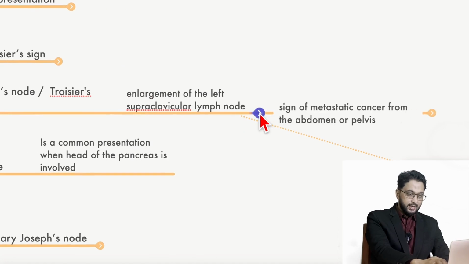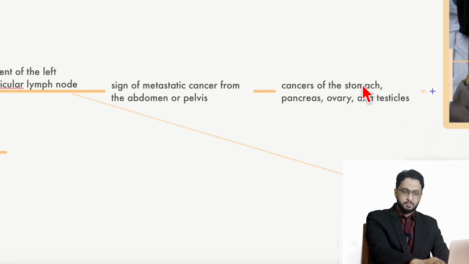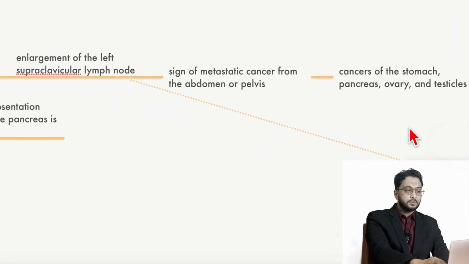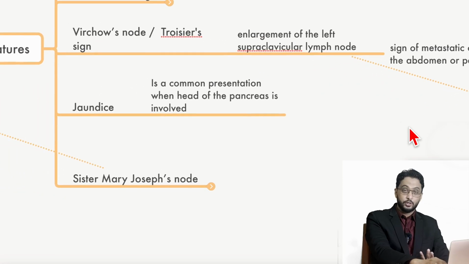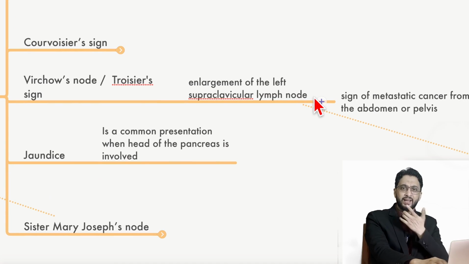Here it's a sign of metastatic cancer from abdominal or pelvic cancers. Abdominal, definitely your pancreatic or stomach, or even pelvic, that is your ovary or testicles. As I've told you, it is not very specific to pancreatic cancer, but it is good to know the sign. Now, enlargement of your cervical nodes is more pointing towards what? Your head and neck cancer.